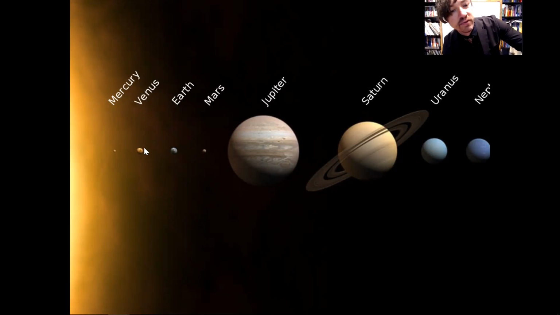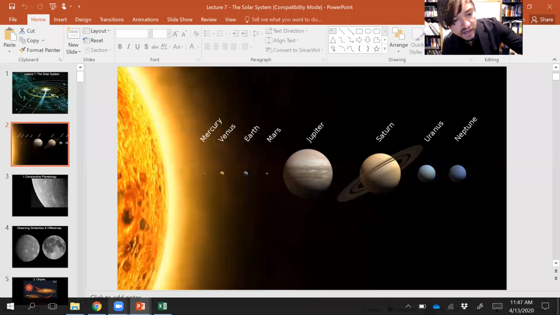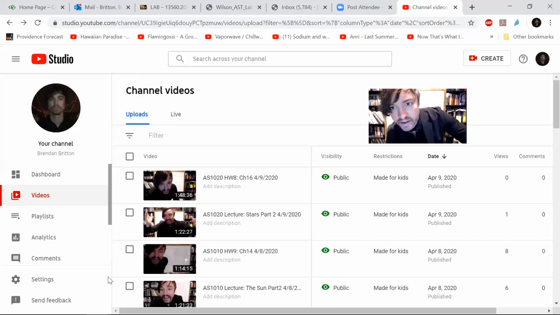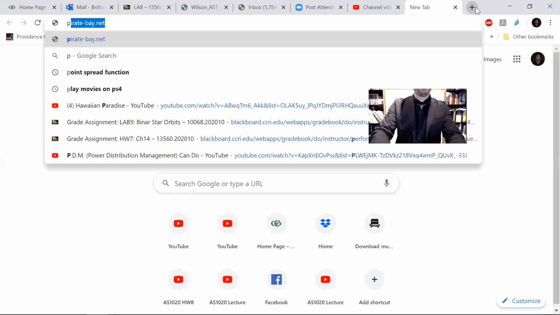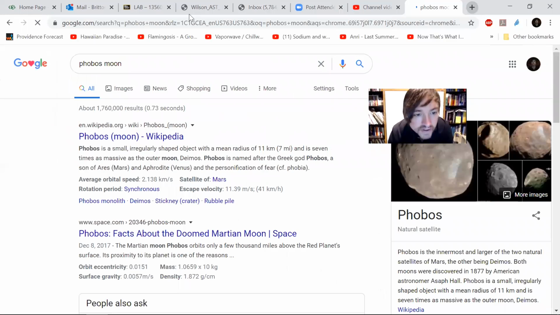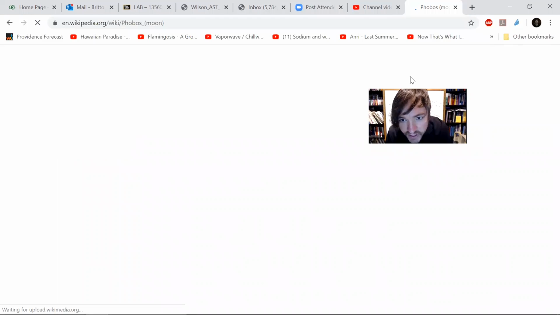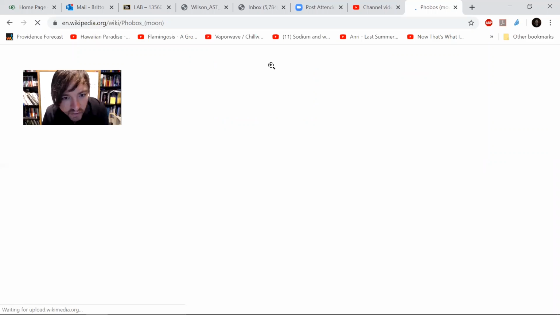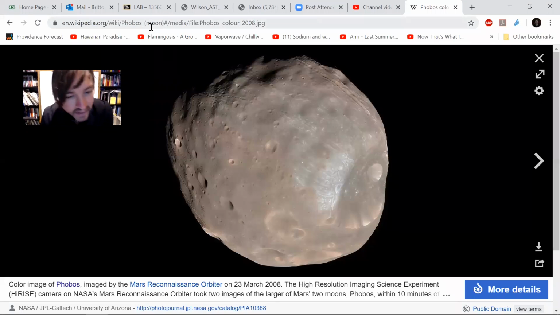So neither Mercury nor Venus have moons. If you'd like to see a picture of... Hold on a second here. My face is in the way. Okay. We don't have a good picture of Deimos because it's too small. We have a good picture of Phobos. Phobos is also really, really small. Here's a picture from the Wikipedia page. You can see it basically looks like a glorified asteroid. And that's because it is an asteroid.